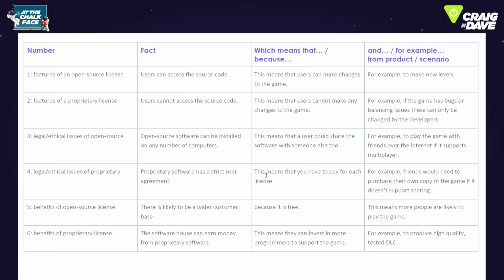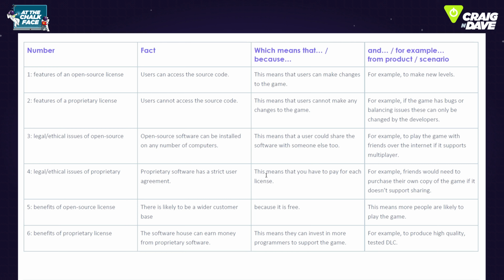Now, as I was saying, the difficult bit is how you then reason that. So if a student says, which means that, or because, they can then explain what that means. So, for example, which means that users can make changes to the game. So if they've got access to the source code, they can obviously write more code. Why would they write more code? Well, because they can then make changes to the game, right? So that's how you turn a fact into a reason.